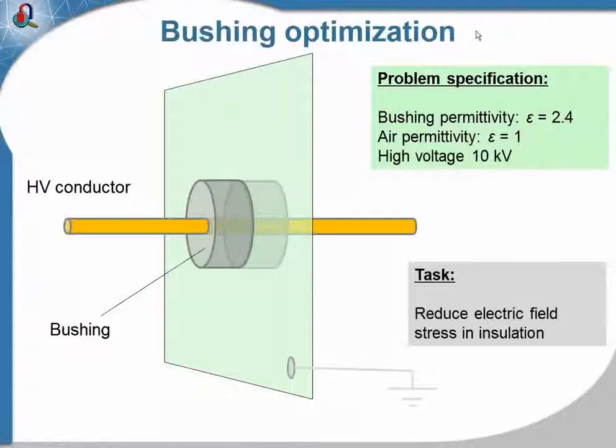Next case is the bushing optimization. There is a high voltage conductor passing through the grounded metal wall, and it is insulated by the cylindrical bushing. The high voltage conductor potential is 10 kilovolts. The ceramic permittivity is 2.4. The air permittivity is 1.